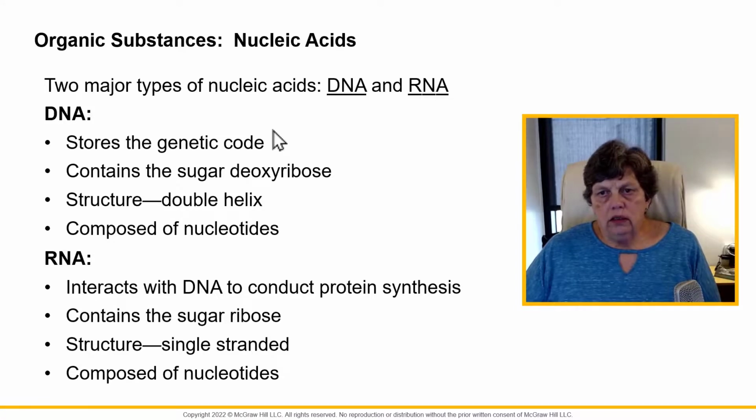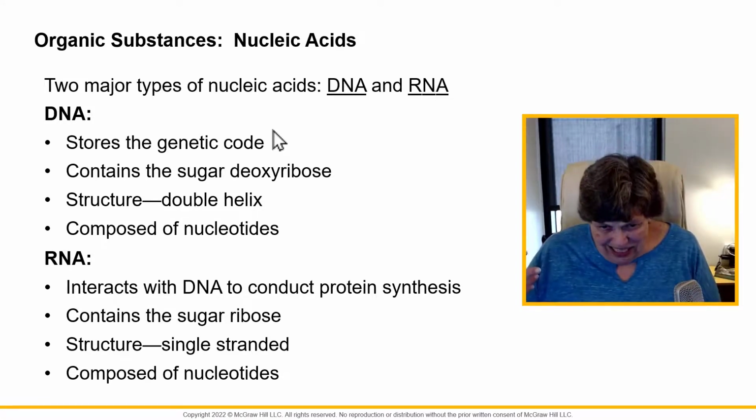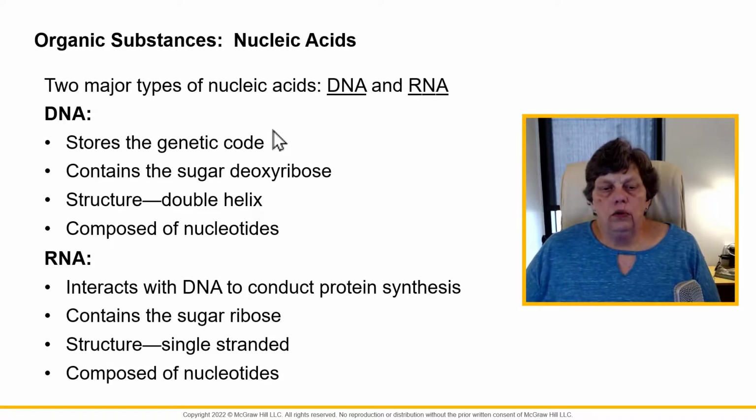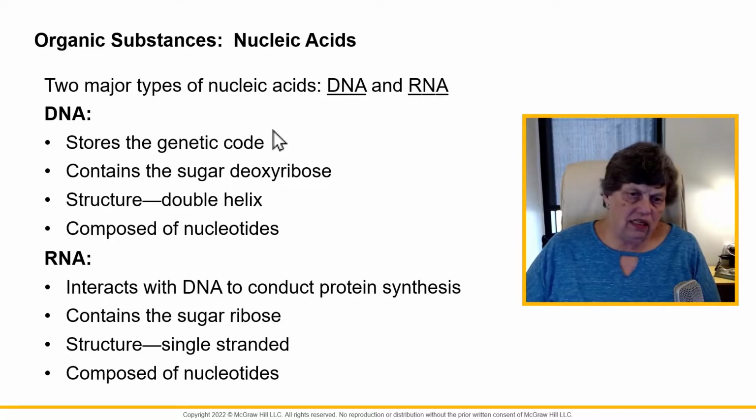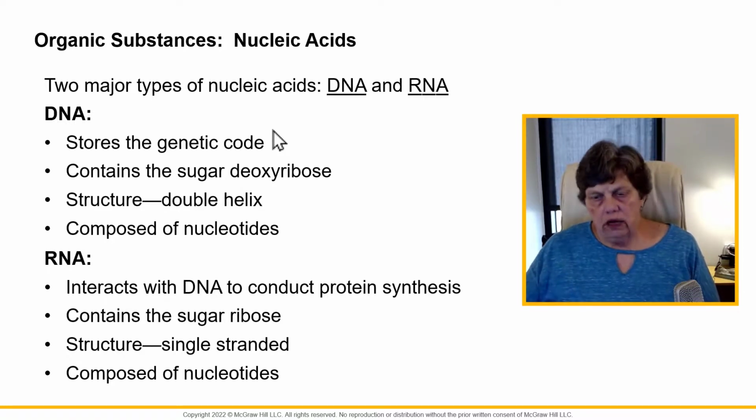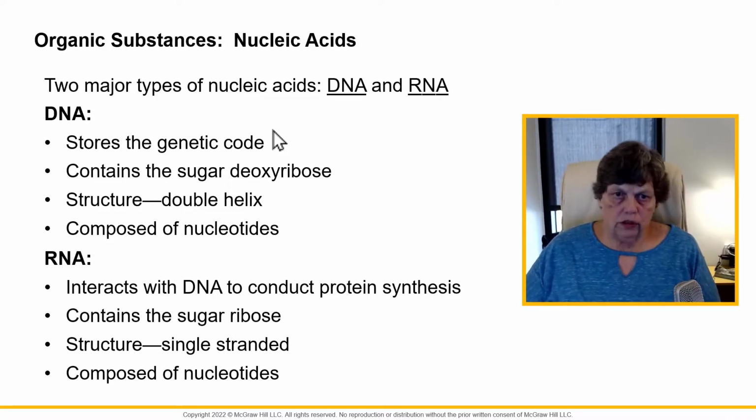So when we take a look at our nucleic acids, the DNA is the genetic code, whereas RNA is going to help us in protein synthesis. And we're going to go through that procedure in not the next chapter, but the chapter after that, chapter 4, about how this actually occurs. Okay?